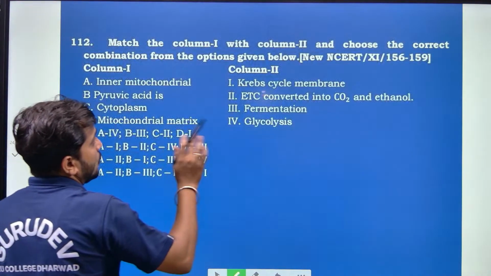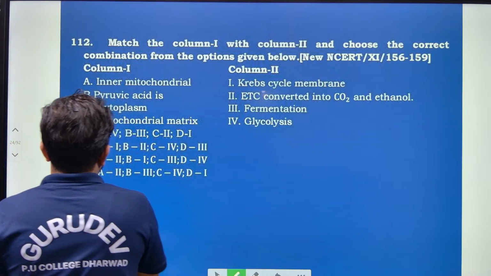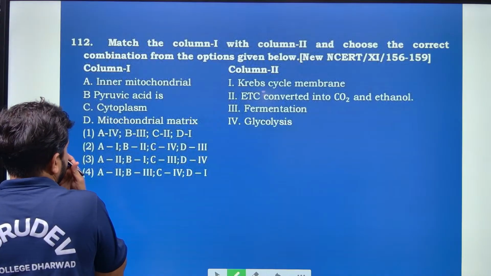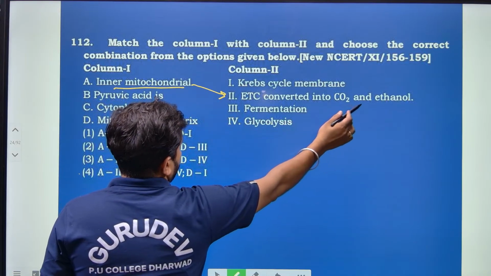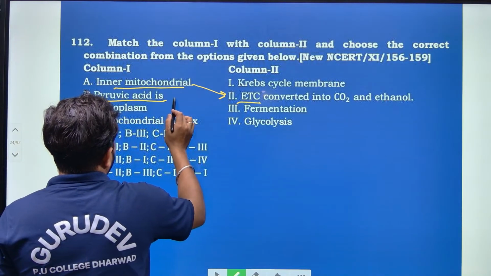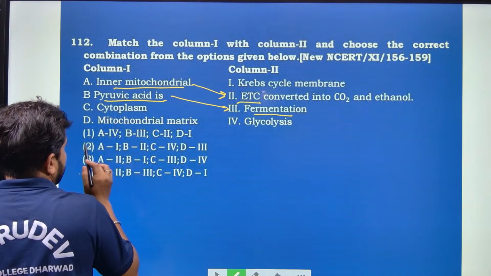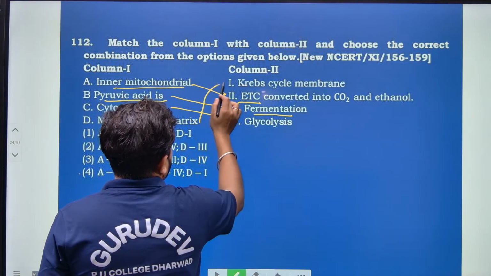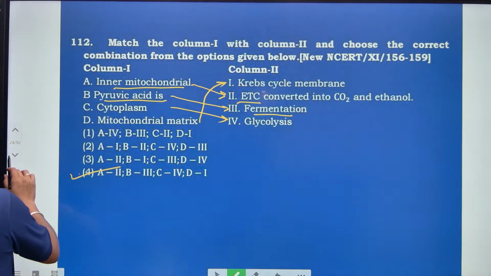Then match column 1 with column 2 and choose the correct combination from the options given below. So we have to match the columns. Inner mitochondrial, pyruvic acid, cytoplasm, mitochondrial matrix. Inner mitochondrial is related to the ETS. Then B, pyruvic acid is related to fermentation, converted into CO2 and ethanol. Then cytoplasm is related to glycolysis. And mitochondrial matrix is the Krebs cycle. So according to this, option 4 is correct, right?